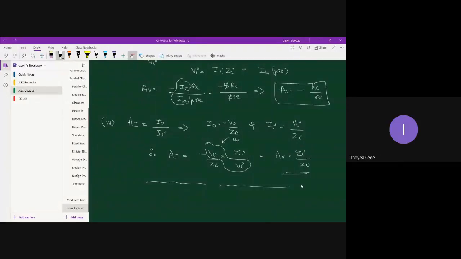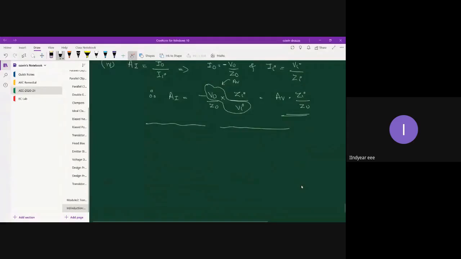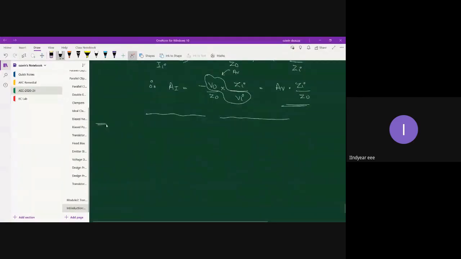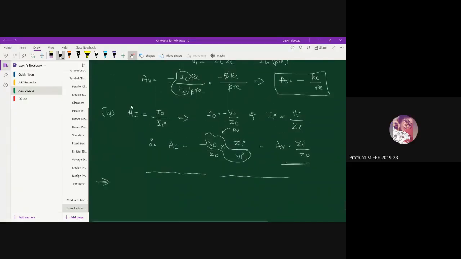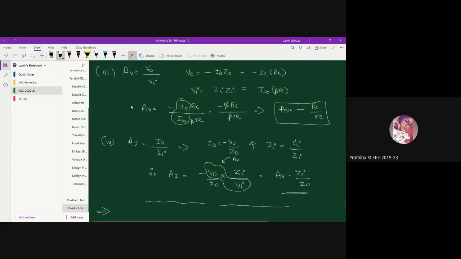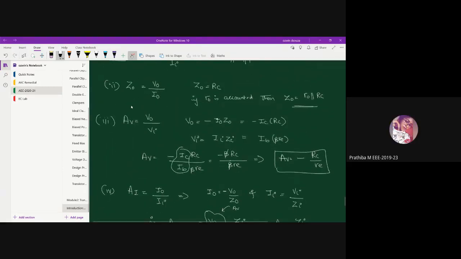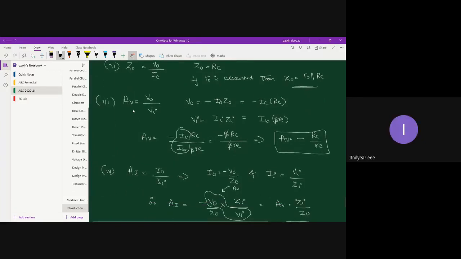Yes, sir. Okay, shall we consider a complex case of voltage divider bias circuit? Excuse me, sir. Yeah, tell me. Sir, Zi is R1 parallel to R2 and that is parallel to beta times RE. But when we are considering AV, that is voltage gain, we are just taking it as beta times RE, sir. Right. You want to know the reason, right?